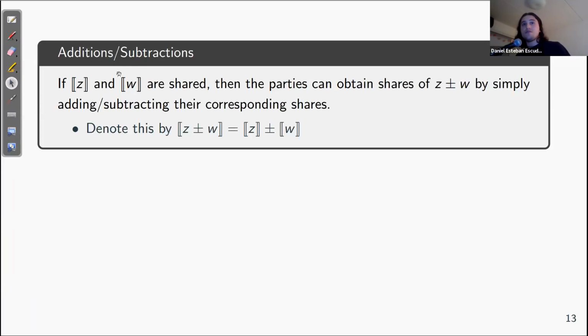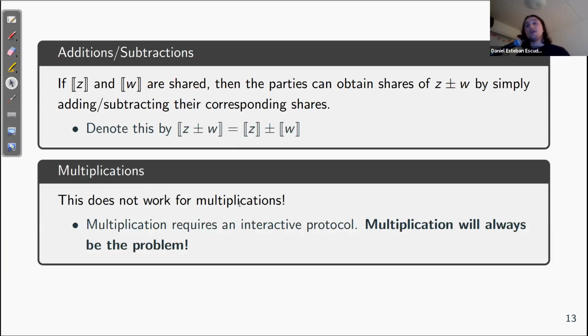So as I said, if you have shares of Z and W, you can sum and subtract, and that will give you shares of the corresponding sum or subtraction. That's pretty straightforward. But the challenge is multiplications, and multiplication will require some interaction. So far, they haven't been talking to each other. It has been Alice on her side, Bob on his side. Multiplication will require interaction. And this thing that I wrote in bold font is something you should remember: multiplication will always be the problem. Additions are typically super easy to handle by just doing things locally, as we have explained. But multiplications will be much harder, and you can prove that they are the bottleneck, as they require communication.